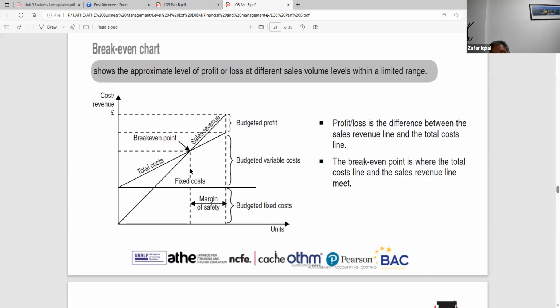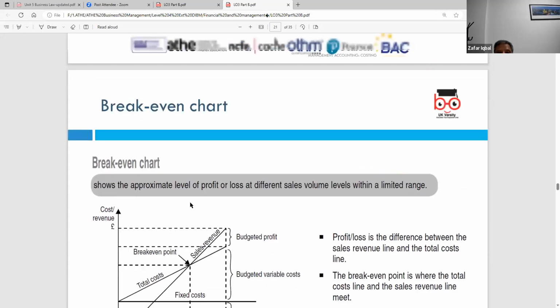The margin of safety is the total revenue or the total sales minus the break-even point. The sales unit goes up to here minus this particular break-even point. So if this is 500 and this is 400, the margin of safety is 100, i.e. you need to produce 100 units more to give you a good profit. So the margin of safety is a warning sign. Margin of safety.